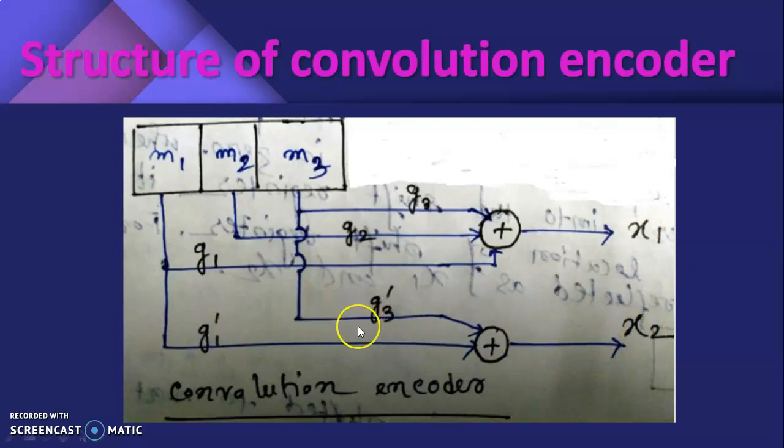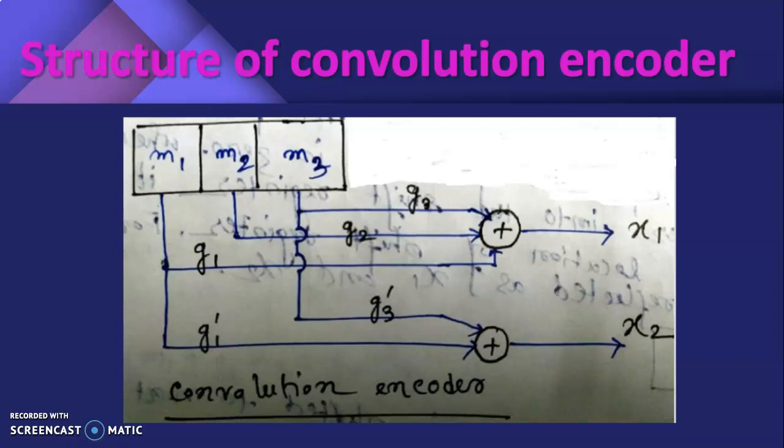From this figure, we can conclude that the value of X1 equals M1 plus M2 plus M3. All three additions are modulo addition. Similarly, X2 equals M1 plus M3, because you can see here M1 and M3 both are connected with this modulo adder, but there is no connection between M2 and the modulo adder. Therefore, this part is omitted here.